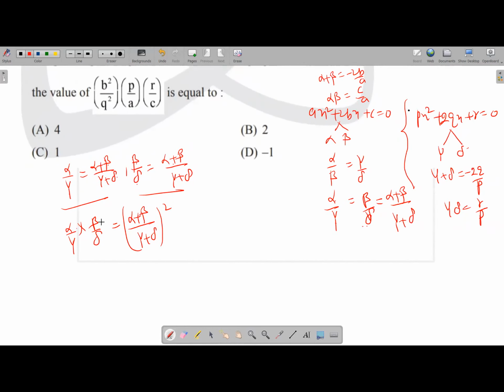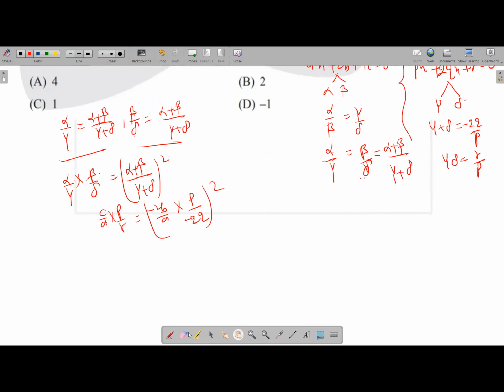So alpha plus alpha into beta, you have c by a upon gamma into delta, you have r by p, upon r by p, so just reverse this. Alpha plus beta, you have minus 2b by a, and gamma plus delta, you have this. So that is the reciprocal of this whole square. Just simplify it. You will get Cp upon AR equal to minus 2 gone, b square.